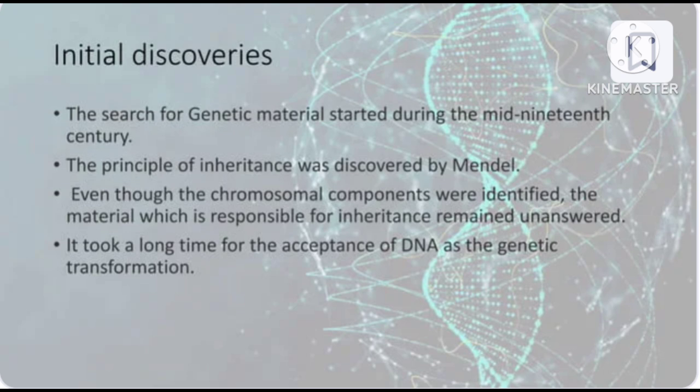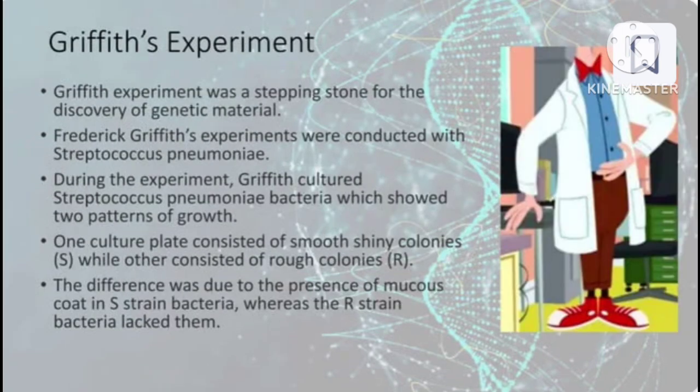Initial discoveries. The search for genetic material started during the mid-19th century. The principle of inheritance was discovered by Mendel. Even though the chromosomal components were identified, the material which is responsible for inheritance remained unanswered. It took a long time for the acceptance of DNA as the genetic material.